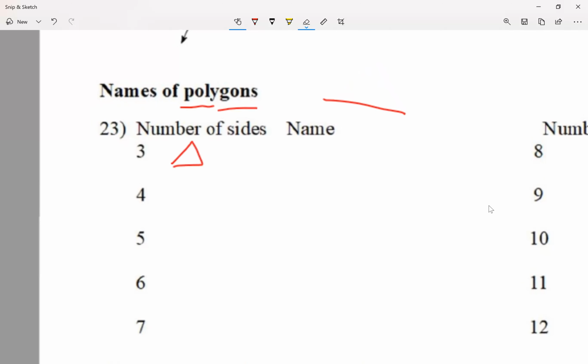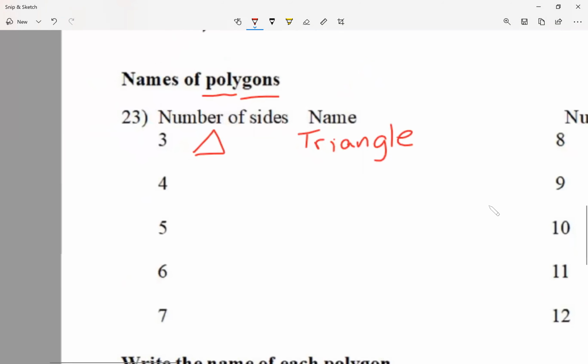Now, this is a figure you learned back in kindergarten or before kindergarten. A figure with 3 sides, we call this a triangle. Very interesting figure though. Very, very interesting. We're going to deal with many triangles. There are types of triangles. We're going to deal with those later.